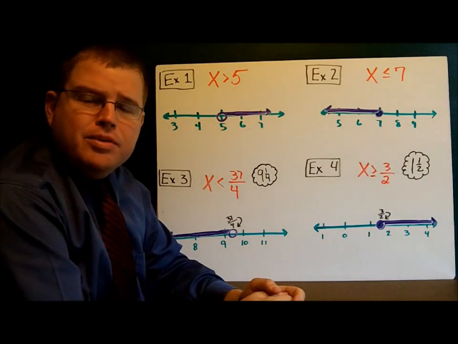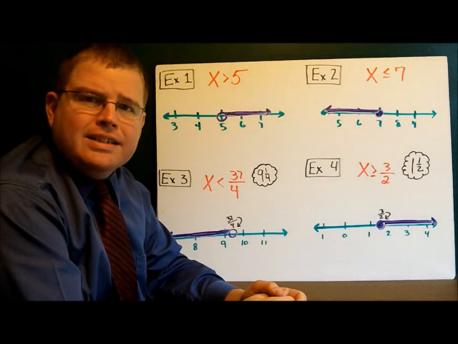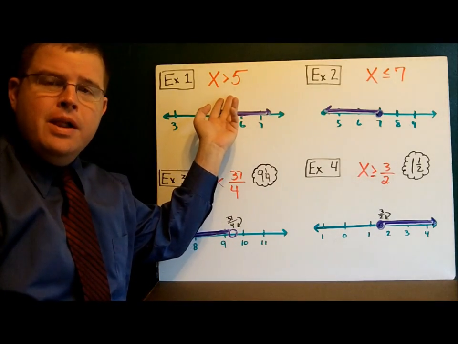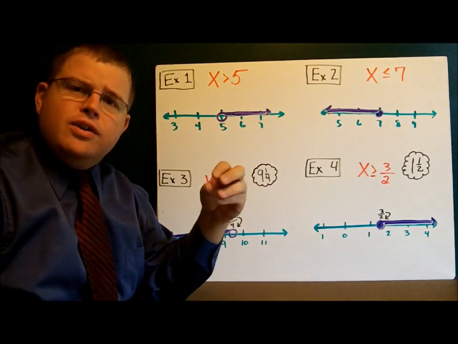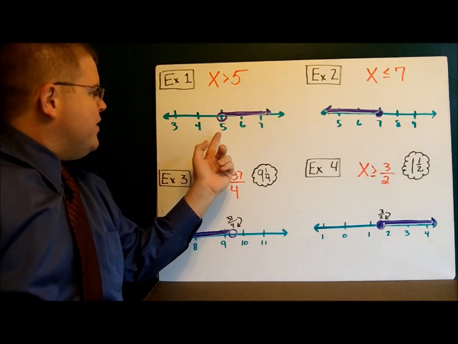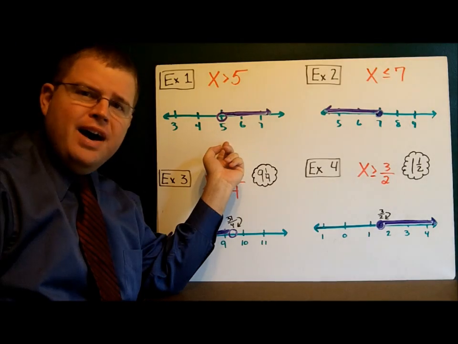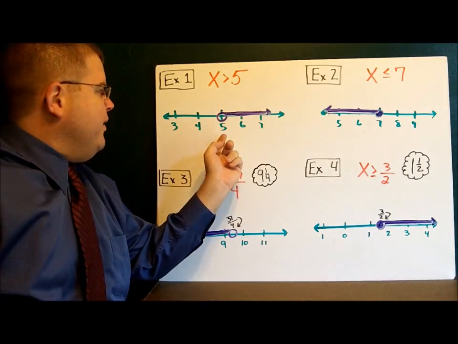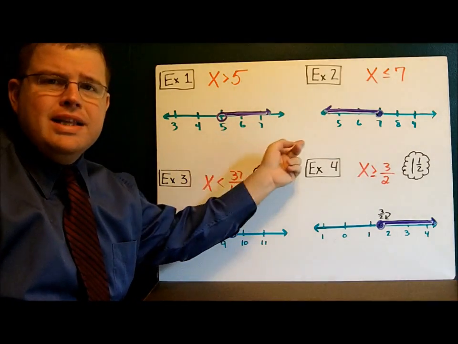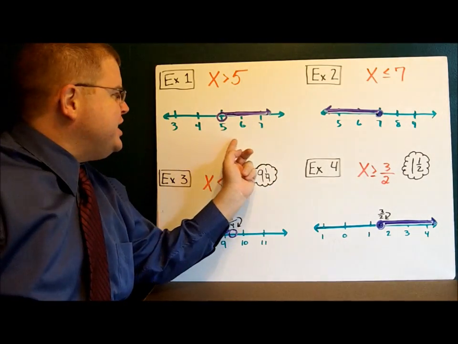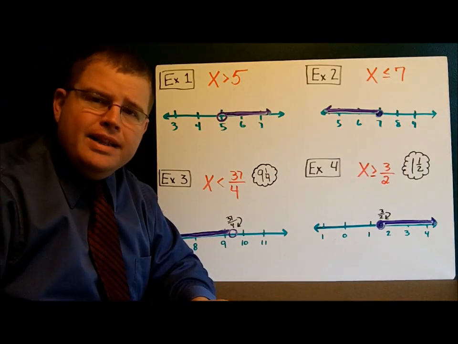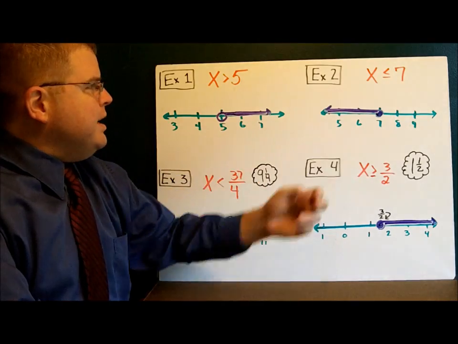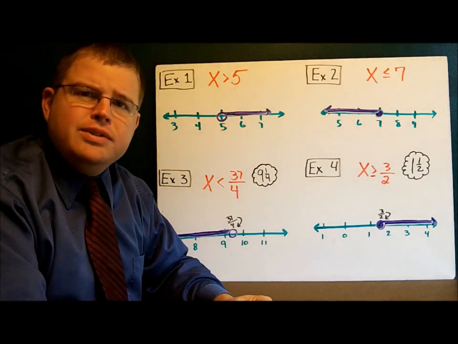On these 4 examples, they gave us an inequality and asked us to graph it on the number line. Here they said x is greater than 5. Greater than is an open circle. It does not include 5. And so on the number line, I put an open circle at 5. Now I want to go greater. Which way is greater? Well, 6, 7, 8, 9, 10 going this way is greater. And so I shade that in, and I put an arrow in at the end of the shading because that will go on forever.